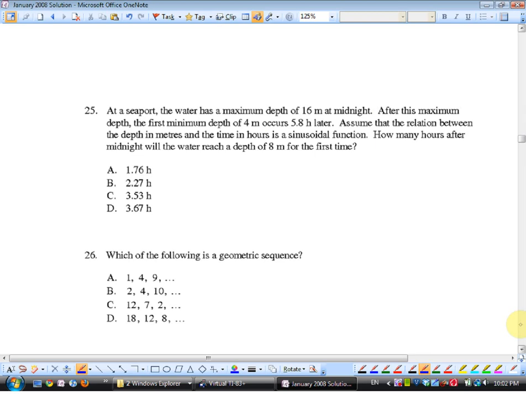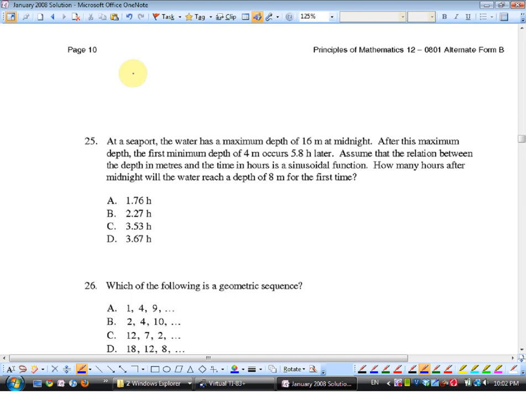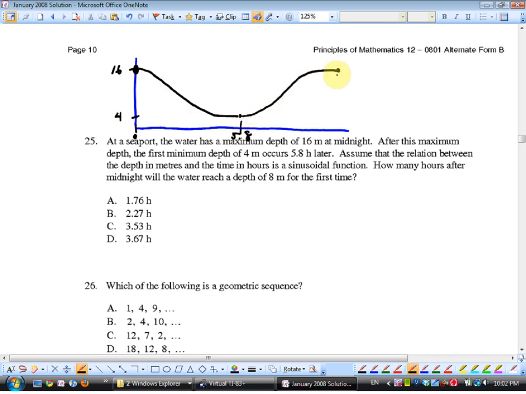25. Word problem. I always say that when I'm doing a word problem, I do a sketch. And for my sketch, I want to find highest, lowest, and middle. Highest, 16. When? At midnight, so right at time zero. I'll even put a big dot there. Lowest, 4. When? 5.8 hours later. So we have a graph that looks like that. That's half a wave. How long is one wave? It looks like 5.8 times 2, which is 10 plus 1.6. I think the period is 11.6.